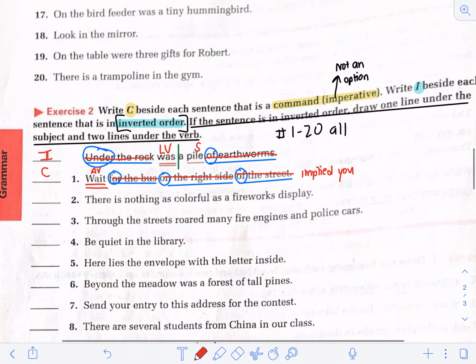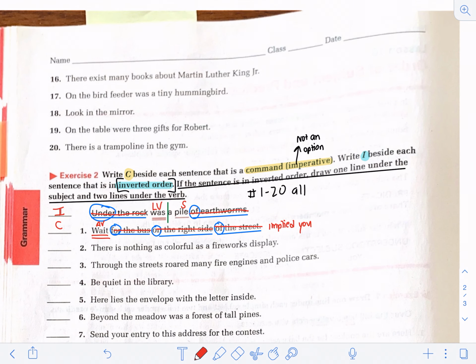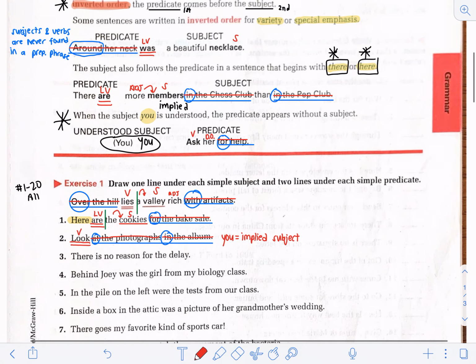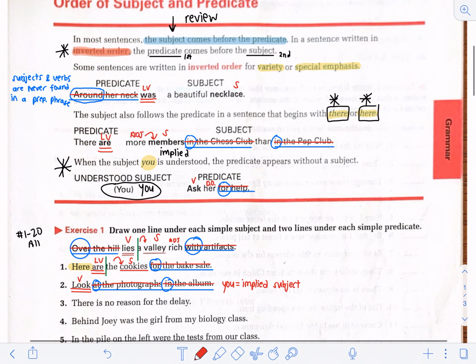Hopefully this mini grammar lesson builds on what you already know about subjects and predicates. Like I said, you're doing 1 through 20 all for exercise 2 and 1 through 20 all for exercise 1.